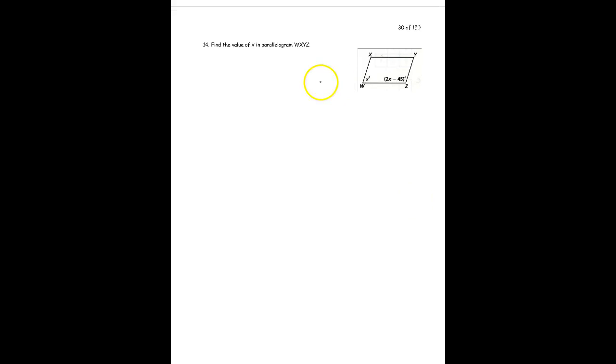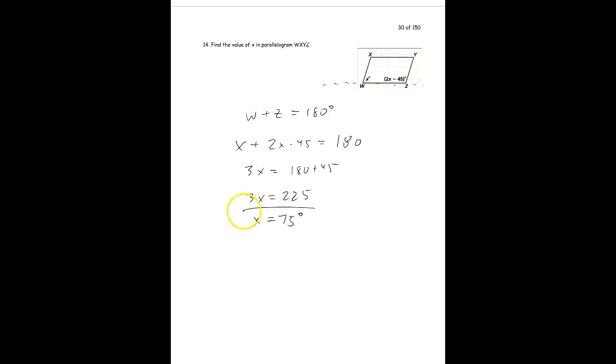In a parallelogram, we know that adjacent angles are always supplementary, so this one's a pretty straightforward problem. We know that angle W plus angle Z has to be 180 for that reason. So we know x plus 2x minus 45 equals 180. 3x equals 180 plus 45. 3x equals 225. x equals 75 degrees, which is what's being asked for here.